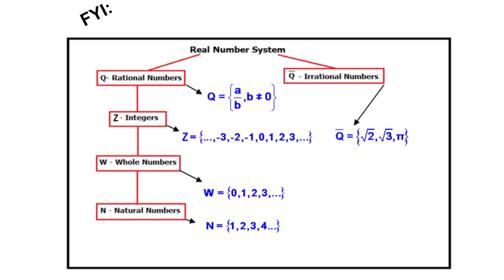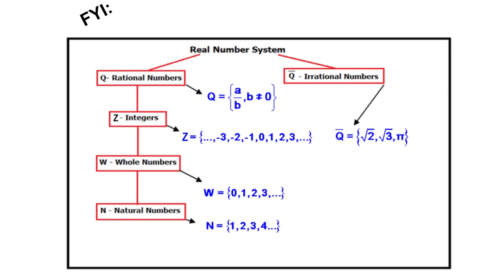Now, before we get going further, I want to talk about types of numbers. So you can see this confusing chart that says the real number system. We've got rational numbers, irrational numbers, integers, whole numbers, natural numbers.